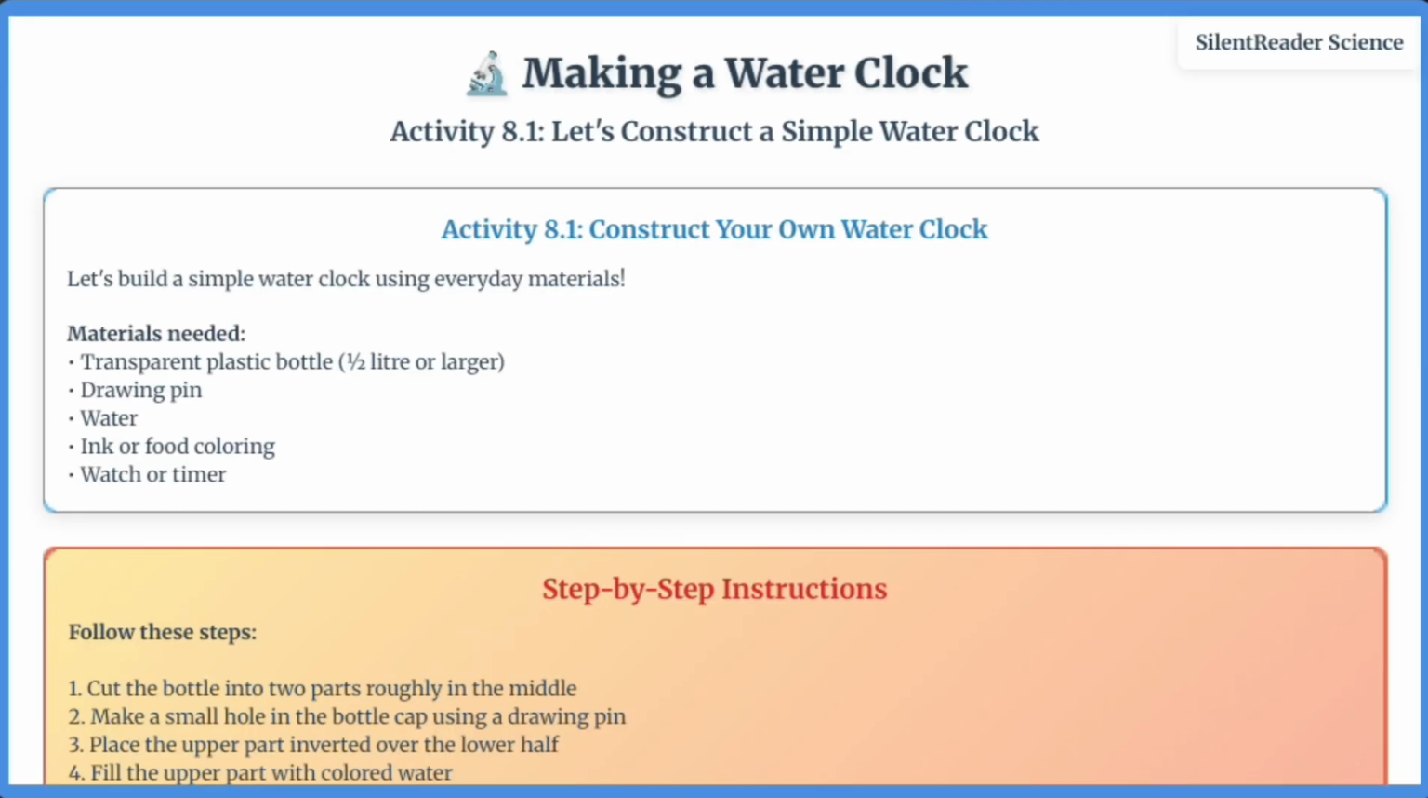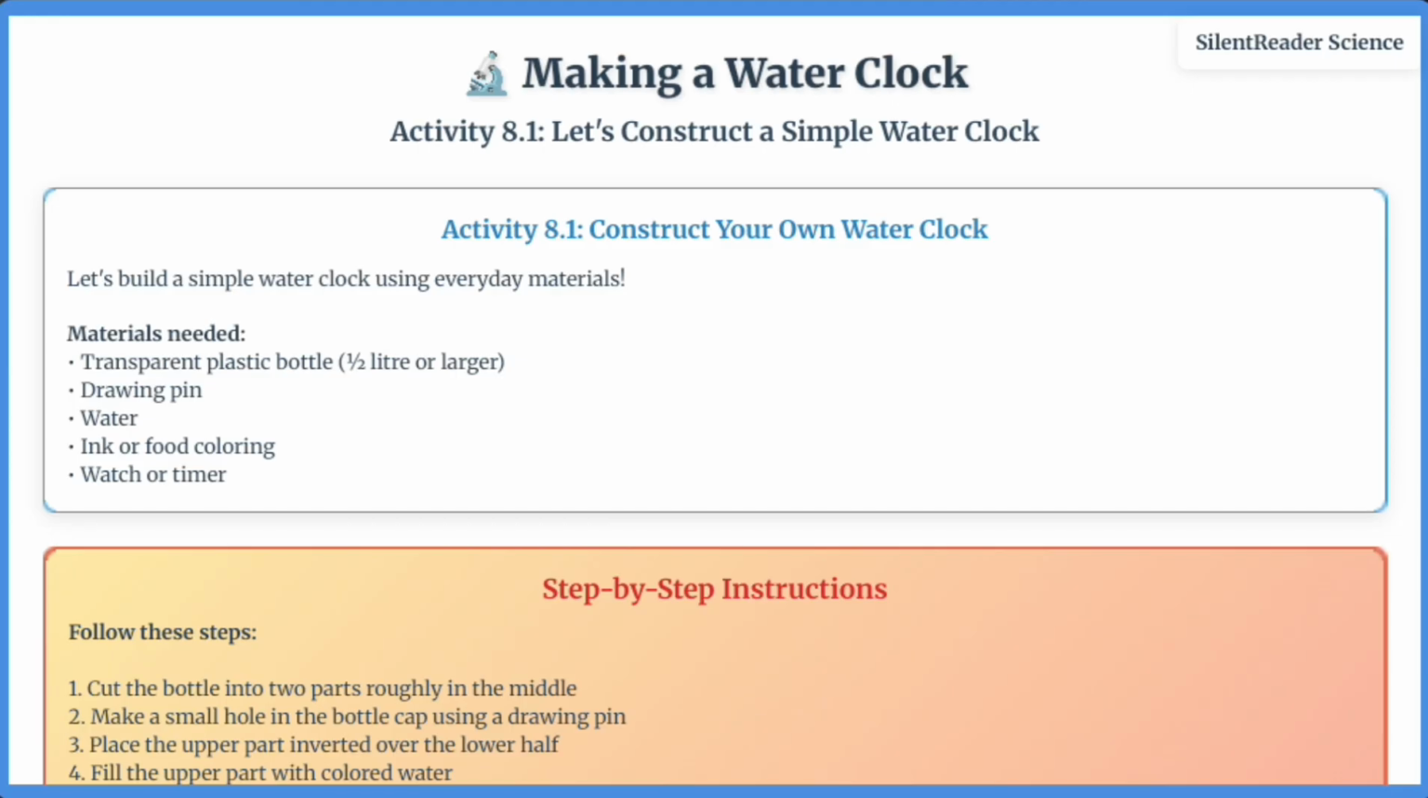Now let's get hands-on with Activity 8.1, constructing our own water clock. We'll need a transparent plastic bottle, a drawing pin, water, ink or food coloring, and a watch or timer. First, we cut the bottle into two parts roughly in the middle. Then we make a small hole in the bottle cap using a drawing pin.